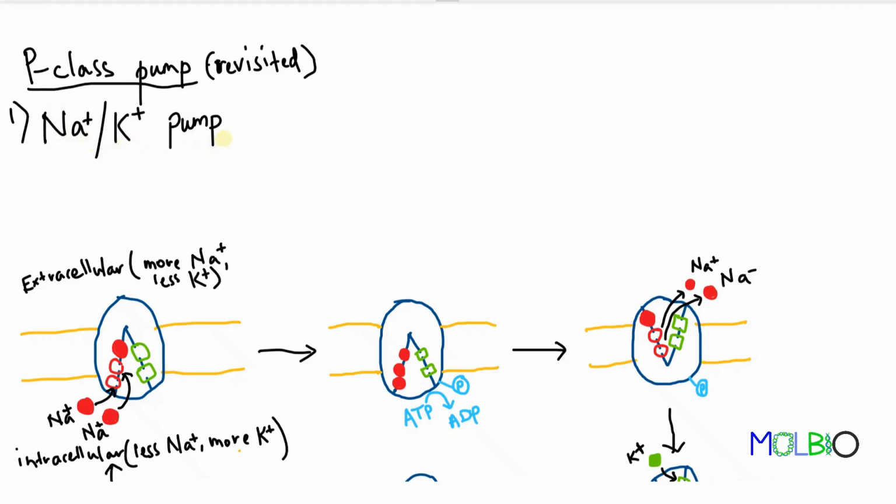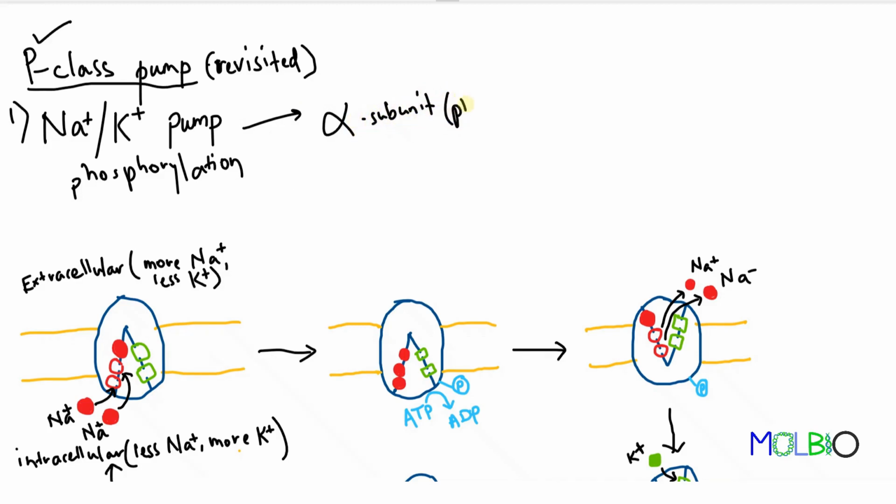Now, let us go back and see why these P class pumps are called P class. If you remember, the P comes from the phosphorylation of one of the moieties, and this phosphorylation happens in the alpha subunit. So there are two subunits, one of them is the alpha subunit, and an aspartate group of this alpha subunit gets phosphorylated, which is the characteristic of this pump. And then there is a beta subunit, which has a regulatory function.